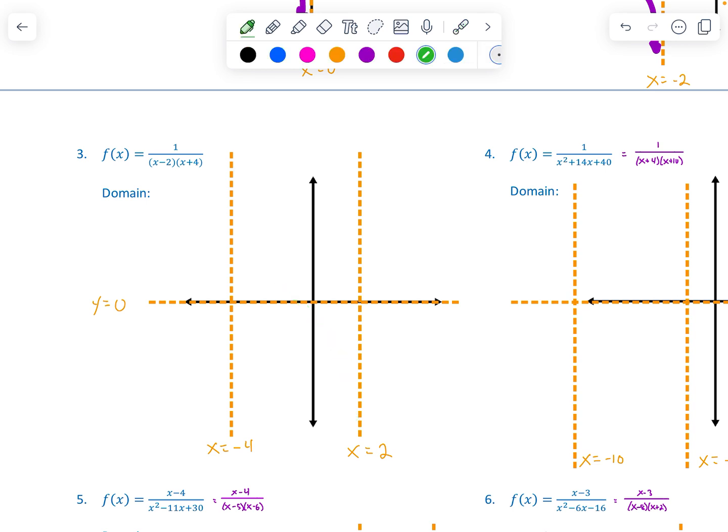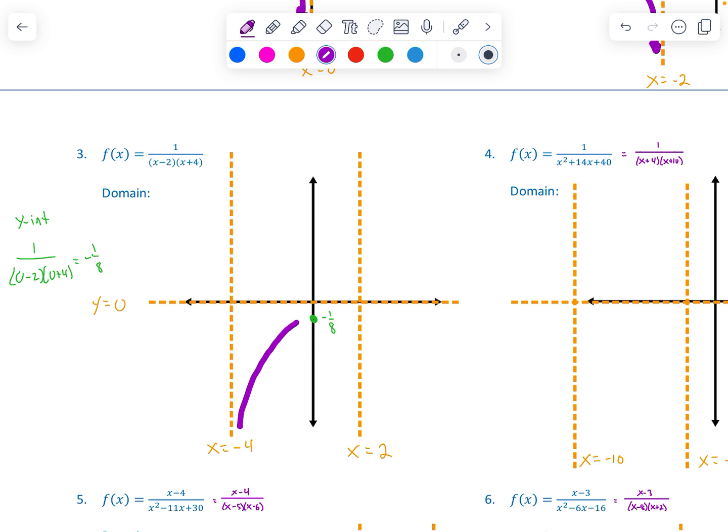So let's find our y-intercept again. So our y-intercept is when x equals 0. So that's 1 over 0 minus 2 times 0 plus 4, which is just negative 1/8. And so now we know our y-intercept right here of negative 1/8, and that tells us that a piece of this graph has to be down here like this in order to cross through the y-intercept. We don't know exactly how high or low it goes, and that doesn't matter for what we're doing anyways.